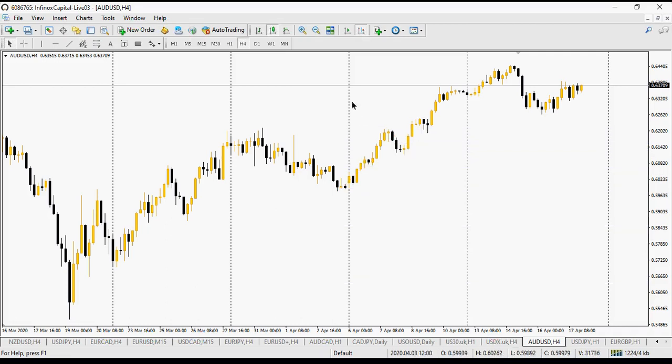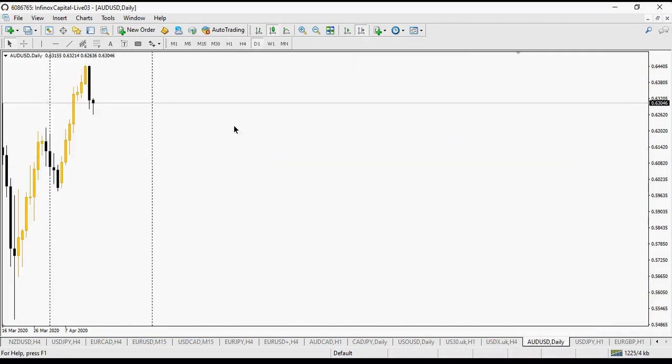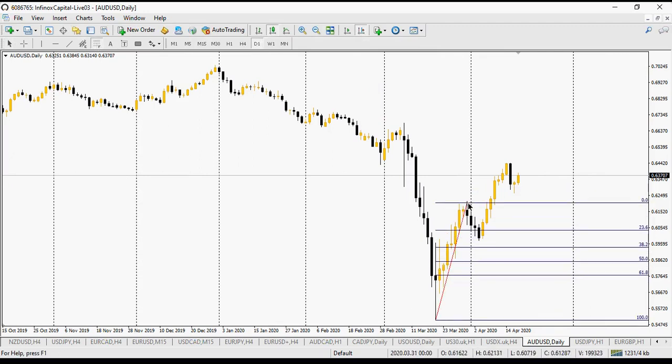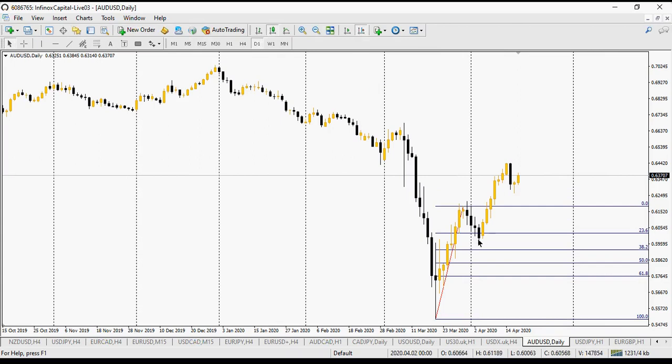Now, let's look at the daily time frame. This is how you can catch big moves in the market. For example, from here to here, the market came into 23.6 before it moved. When it got to this place, it gave us a reversal signal.